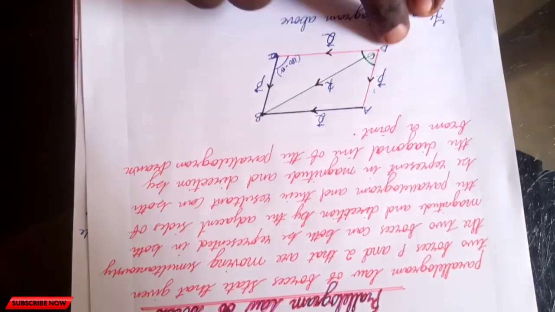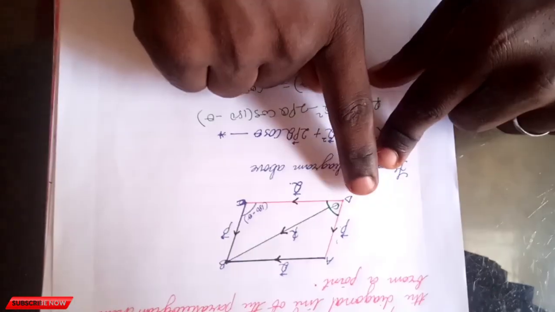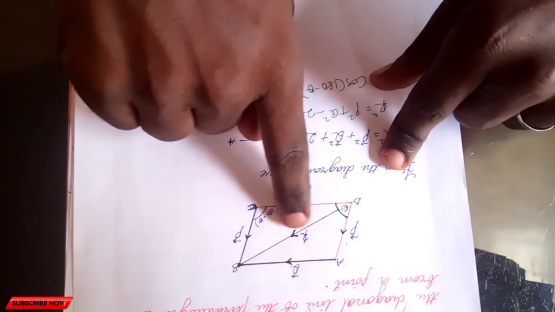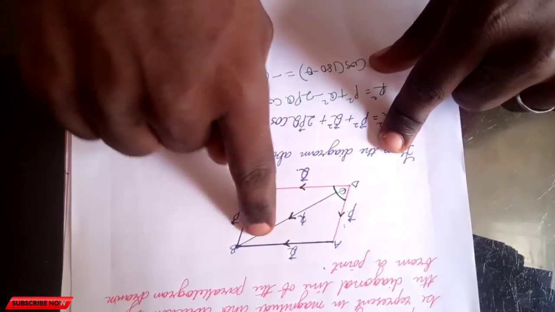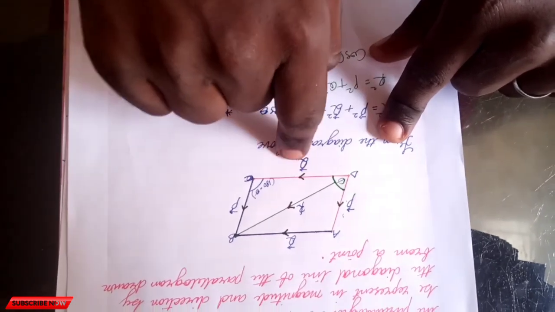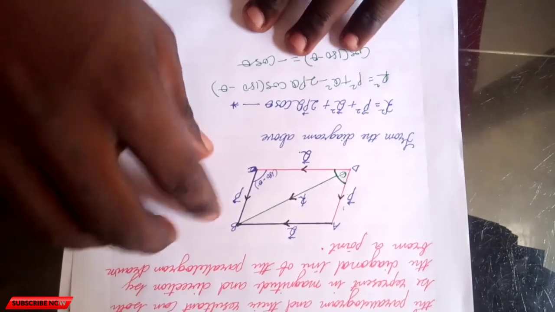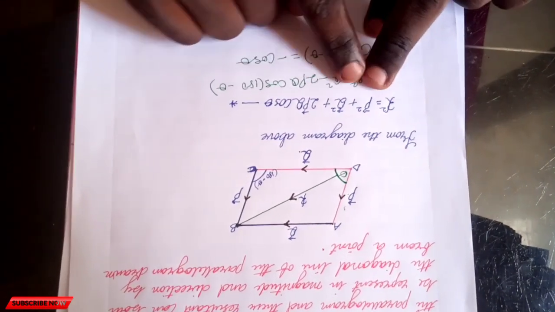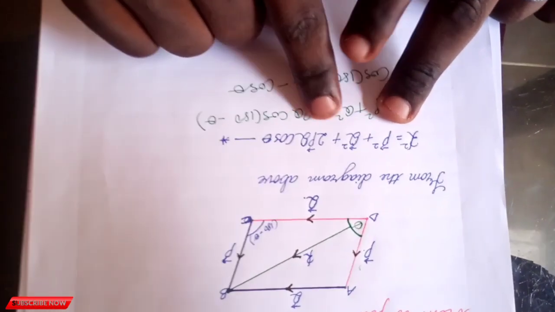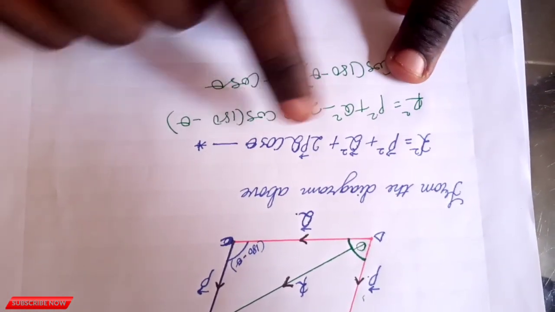And this line that cuts the parallelogram into two triangles is what we refer to as the diagonal. So this is representing the resultant, and these are the two forces that will represent them in magnitude and direction by the adjacent sides of the parallelogram. Now we have from the result that R squared is equal to P squared plus Q squared plus 2PQ cos theta.